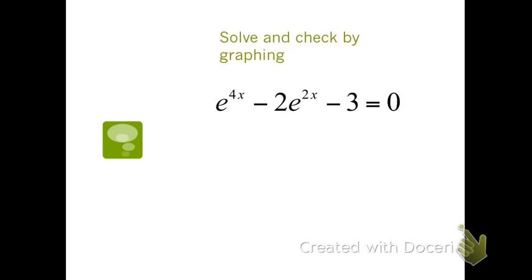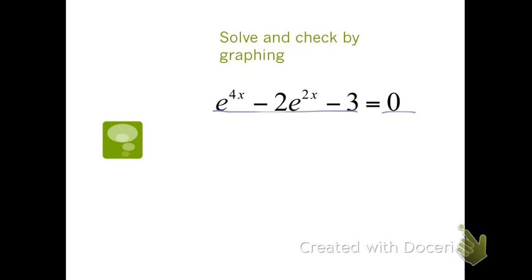Okay, so this one's going to take a little bit of a trick here. You could actually solve this one graphically by putting this in for y1 and 0 for y2. But let me show you the trick for doing it algebraically. I have e to the 4x minus 2e to the 2x minus 3.